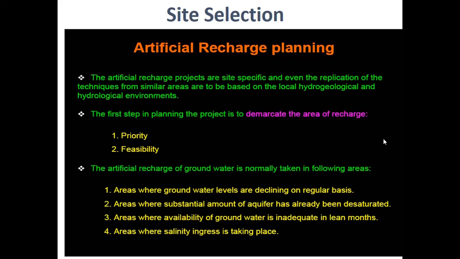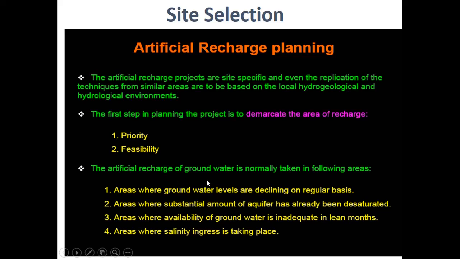The first step in the planning of the project is to demarcate the area of recharge. The area should have aquifers with high porosity, the area should not get polluted, there should be no surface pollution, and the area should receive a good amount of rainfall, etc. These are the first steps of planning.